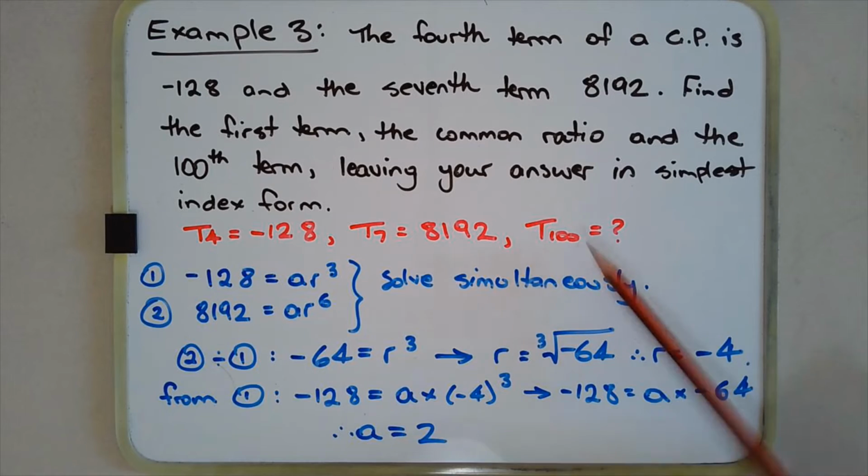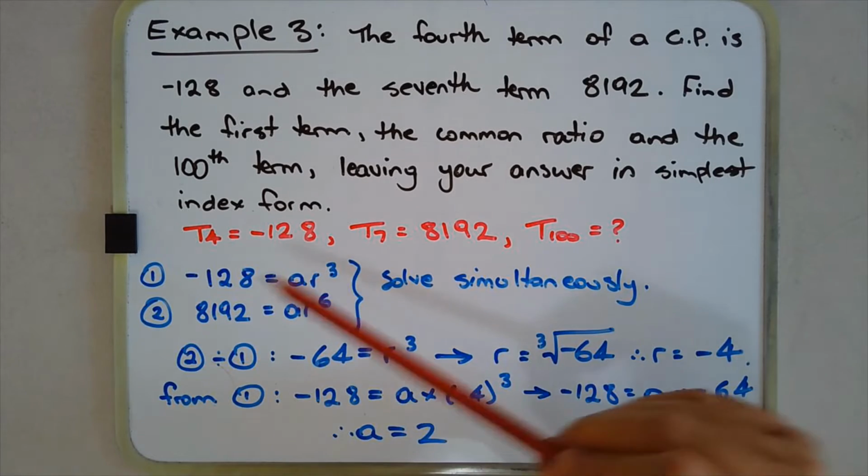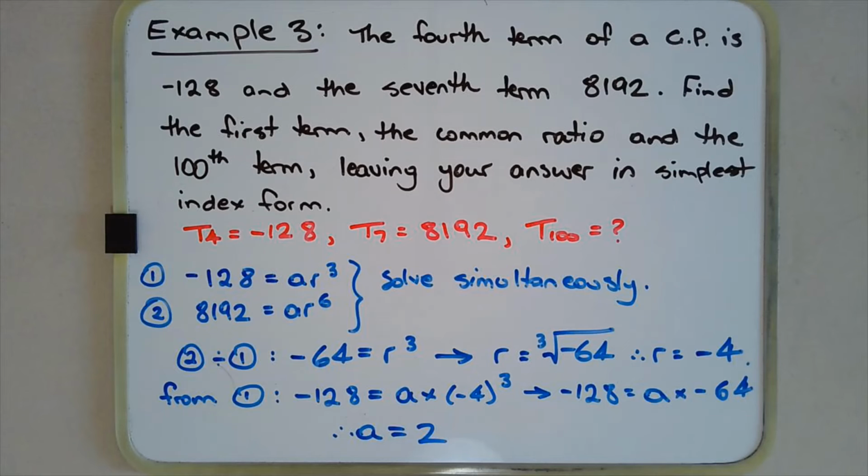But to find T100, the 100th term, we need to find a and r. So the first term and the common ratio. Now recall that the formula for the nth term of a geometric progression is Tn is equal to a r to the power of n minus 1. So we can use that to then form two equations which we can then solve simultaneously.